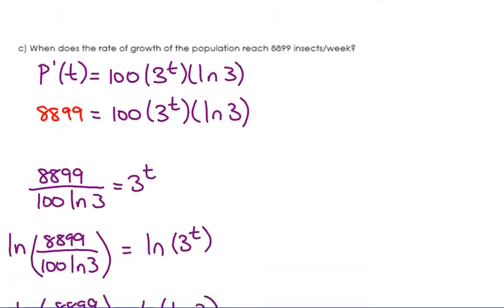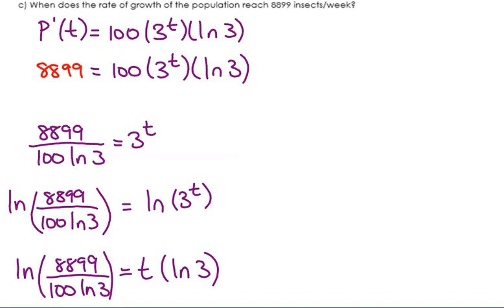So I have a last question in here. When does the rate of growth of the population reach 8,899 insects per week? So when they say when, they're looking for time. And they've given you the p prime. So I've subbed it into p prime, and using the same equation, I'm now going to solve for t. So notice that t is locked away in here. I'm going to bring everything else to the other side first.